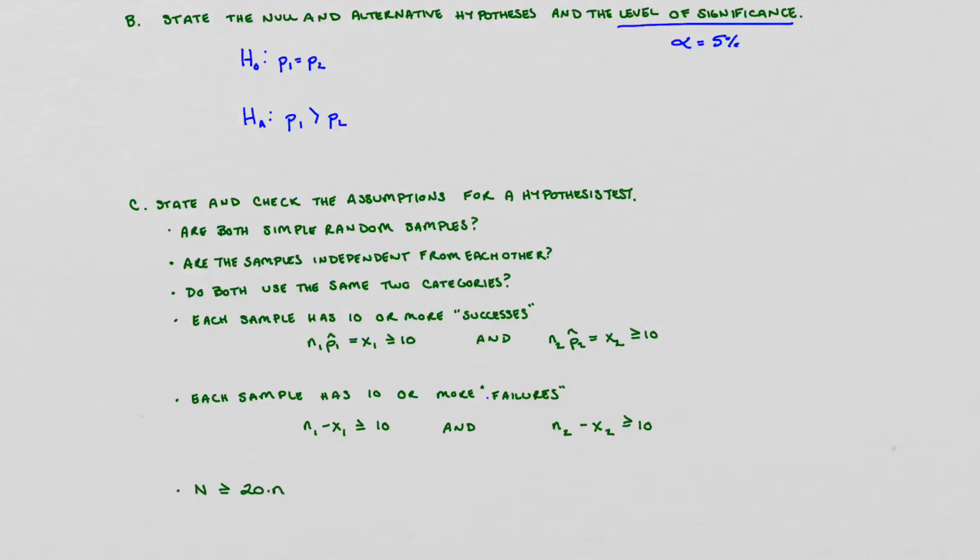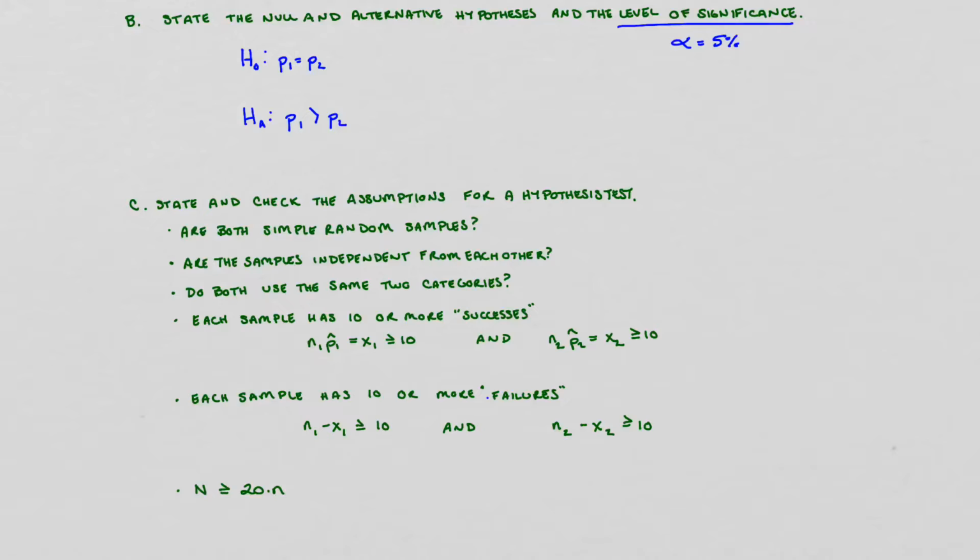Next, we're going to state and check the assumptions for a hypothesis test. First, are both simple random samples? The narrative doesn't explicitly state this, so we are going to assume that this is true. We're going to assume that the researchers went ahead and randomly sampled both the biology test takers and the calculus test takers in order to compile both of those samples.